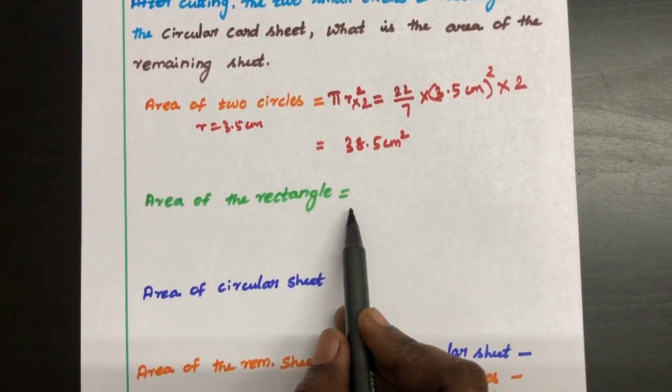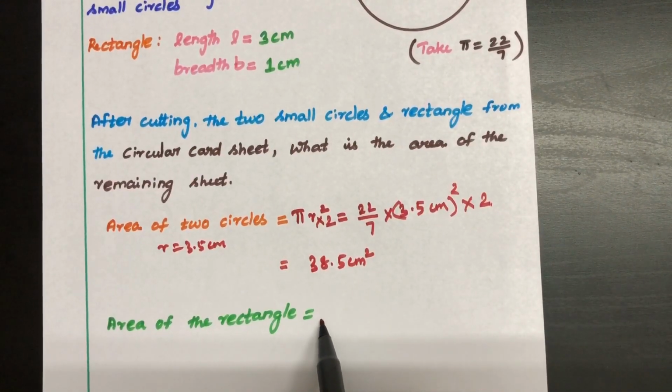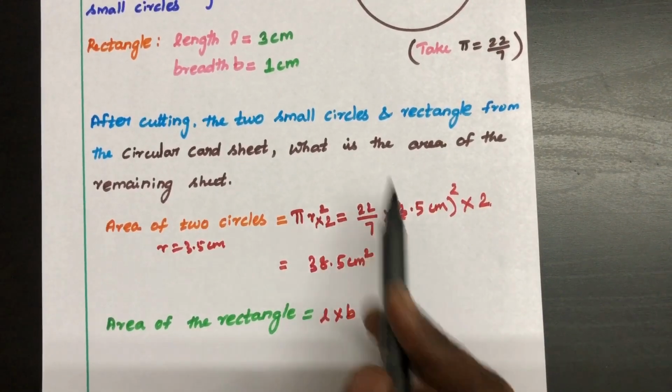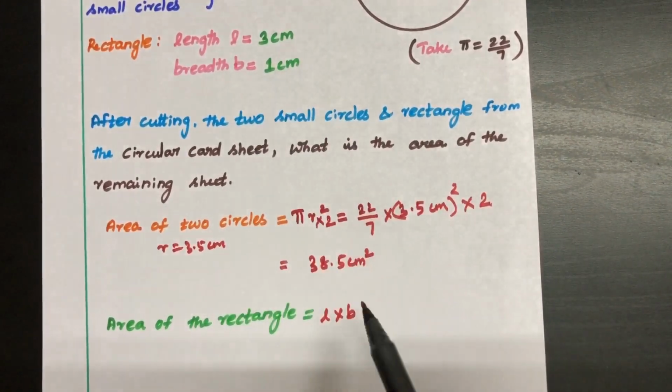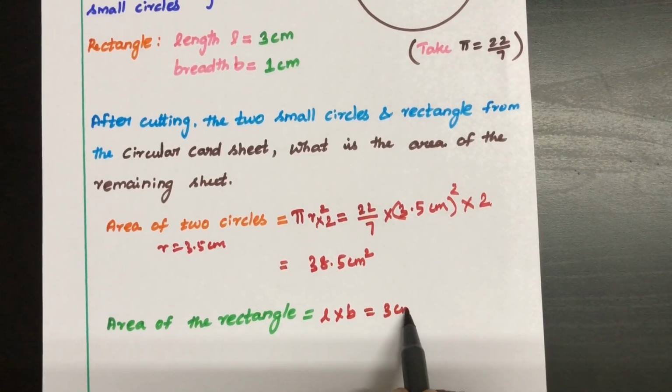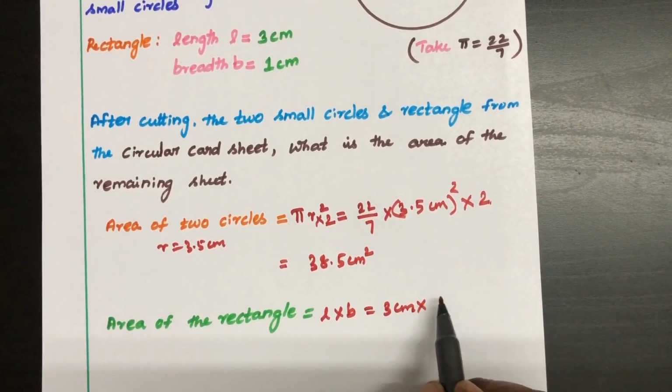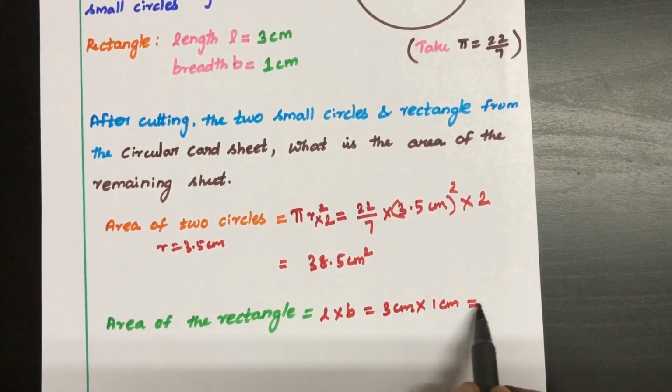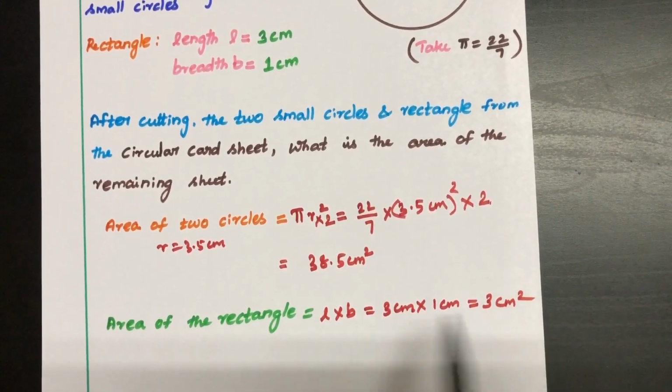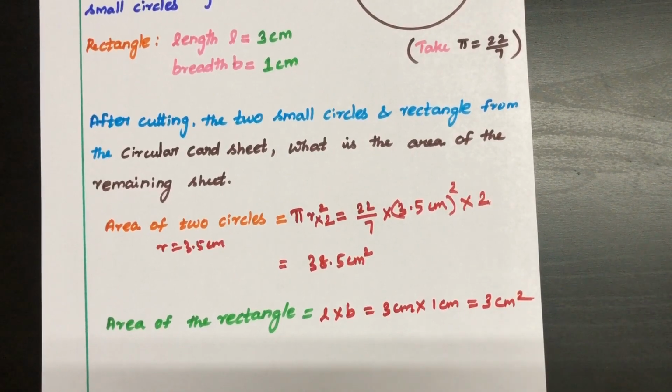Now the area of the rectangle. Area of a rectangle is L into B. L is given as 3 centimeter, B is 1 centimeter. So 3 centimeter into 1 centimeter is equal to 3 centimeter square. So the area of the rectangle is 3 centimeter square.